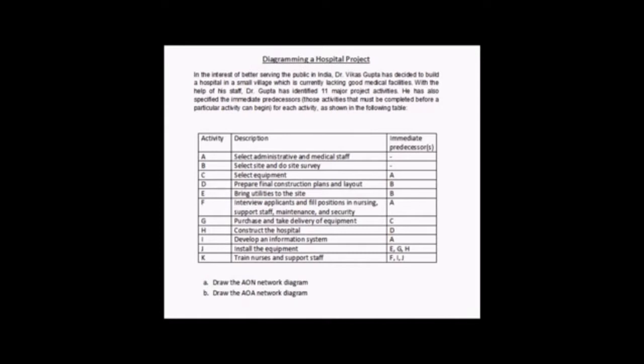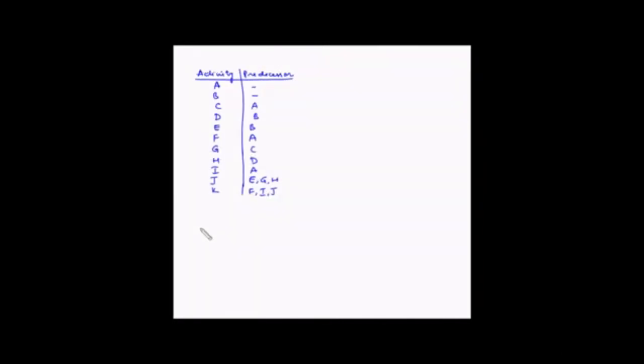So let's try to draw the AON network diagram, which is activity on nodes, and AOA diagram, which is activity on arrows or activity on arc diagram. So I have listed the activities and the immediate predecessors here so that we can quickly refer to this while we are drawing the network diagram. So first let's look at the AON, which is activity on node diagram.